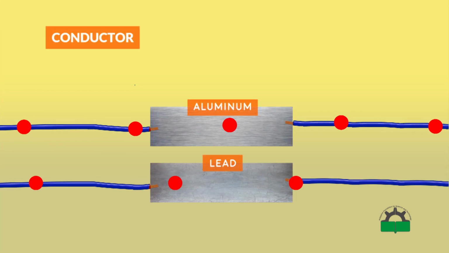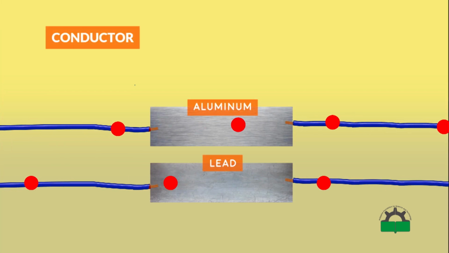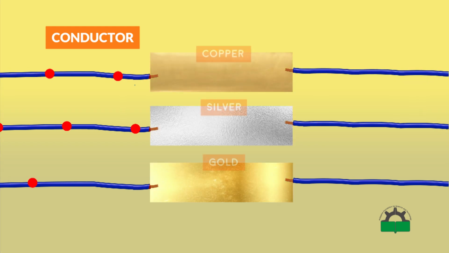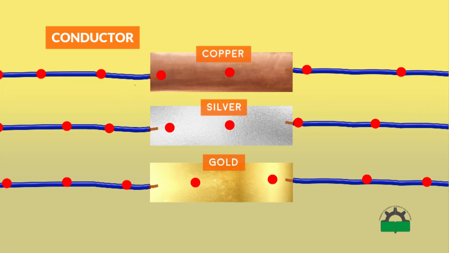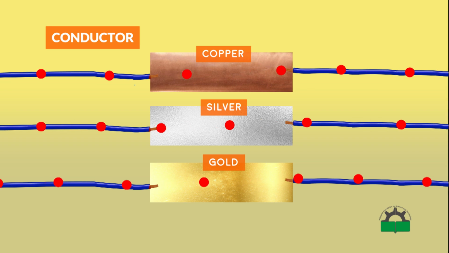Not all conductors have the same conductivity. Some are better than others. Most metals are good conductors. Examples are gold, silver, and copper.